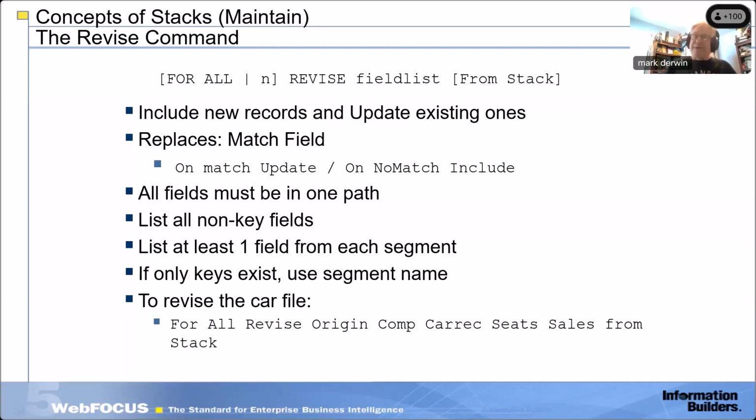Now you say to me, but Mark, what about the car file? Because car file, origin, comp, and car rec are single segment fields, masters that don't have non-key fields. Correct. So the answer is you use the segment name. So instead of saying for all revised country car model, we say origin, comp, car rec. So that's how we get data back to the database: update, include, delete, and revise.